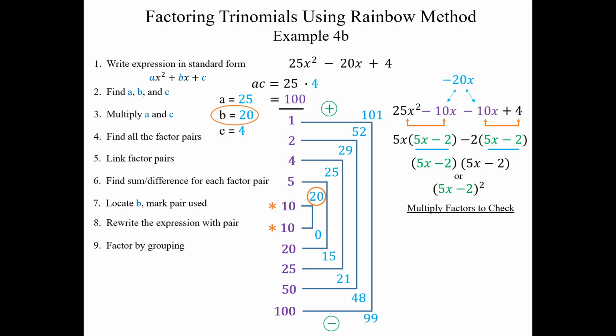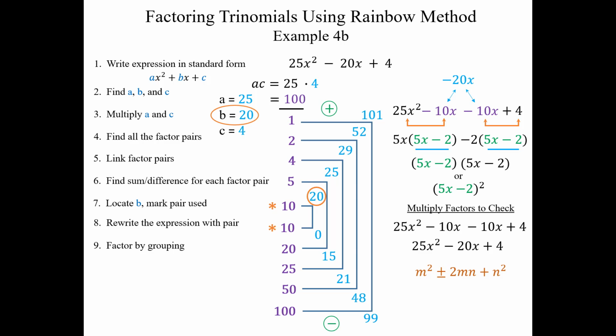Now let's multiply our factors to check if we got the correct factors. Using our FOIL, first, 5x times 5x is 25x squared. Outer, 5x times negative 2 is a negative 10x. Inner, negative 2 times 5x gives us a negative 10x. And last, a negative 2 times negative 2 is a plus 4. Combining our like terms, we have 25x squared minus 20x plus 4. And that was the expression we started with. So we did find the factors.